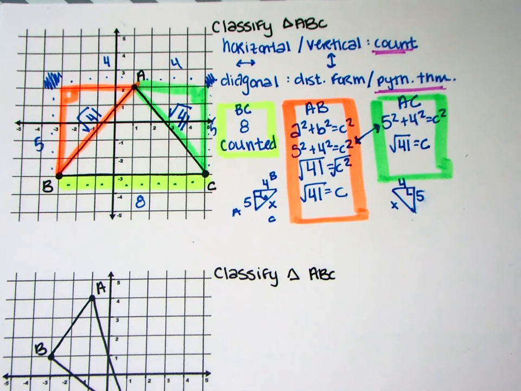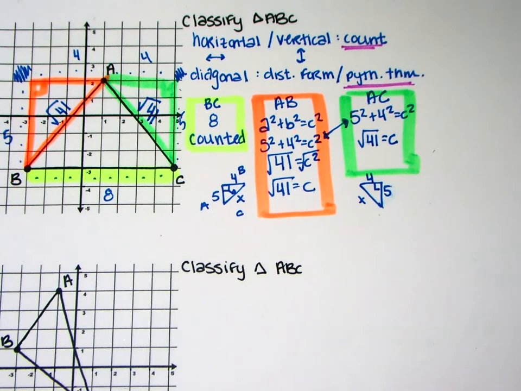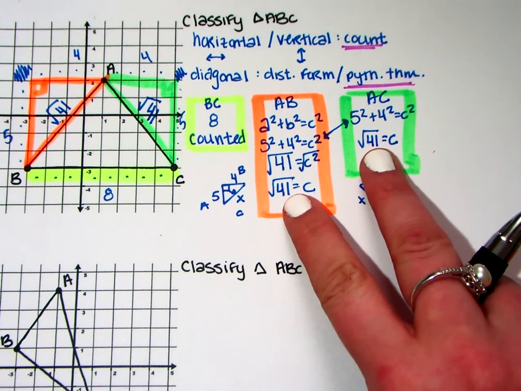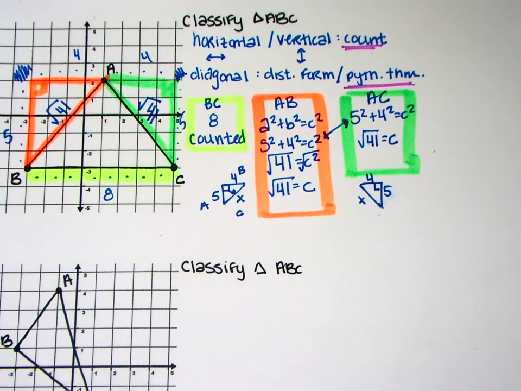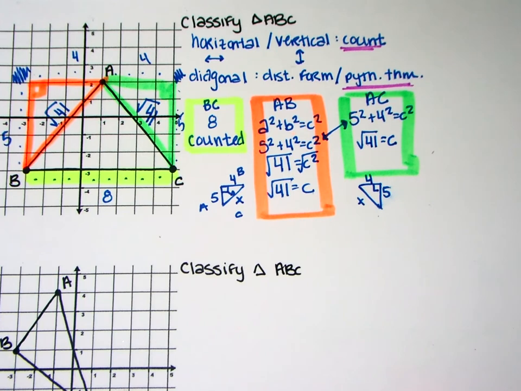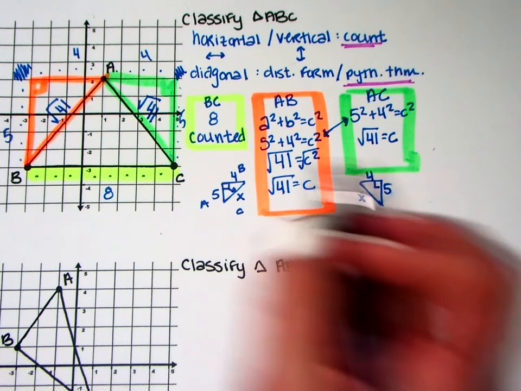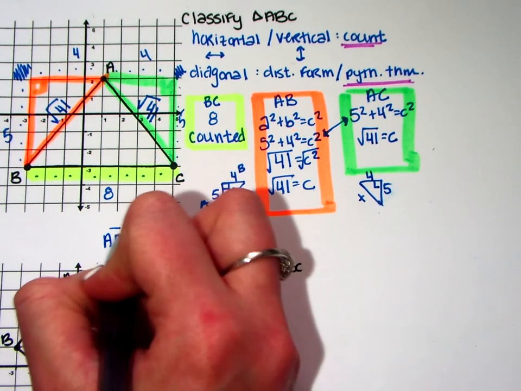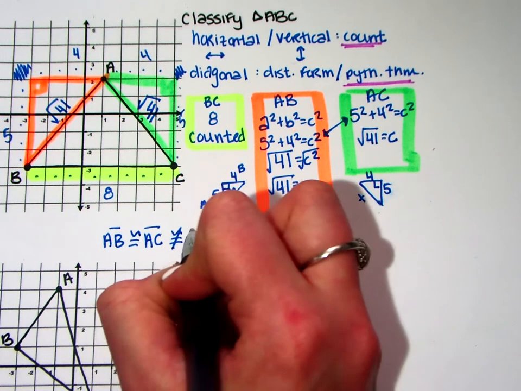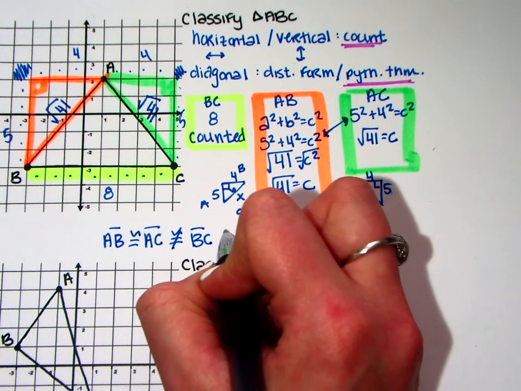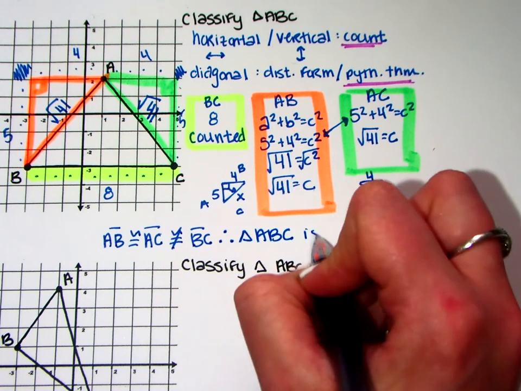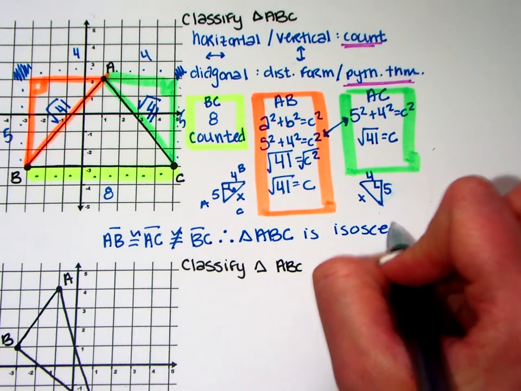Next, it's time to just analyze. What do we notice about this problem? We should notice that these two measurements are the same. When we have a triangle where two sides are equal, that's called isosceles. So what you're going to do is write your final statement. Segment AB is congruent to segment AC, but not congruent to segment BC. Therefore, triangle ABC is isosceles.